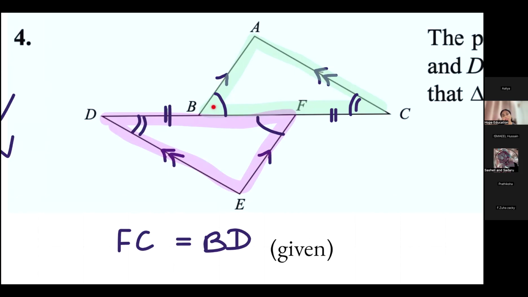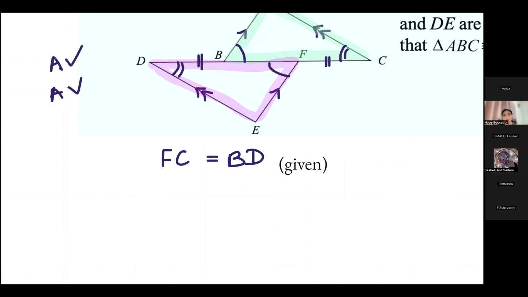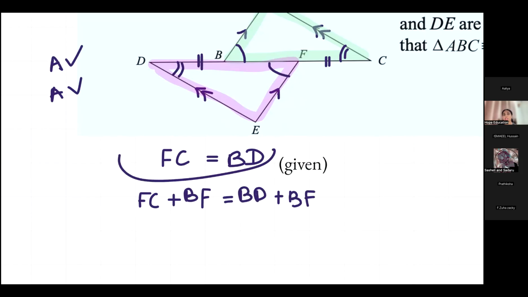So if you take the BC side of the green triangle and DF side of the pink triangle, this BF part is common to both. What I do is add BF to both sides. To FC I add BF. For BD also I add BF. Now these two, FC and BD, are anyway equal. They have marked it. But BF is common to both. So I can add it to both sides.